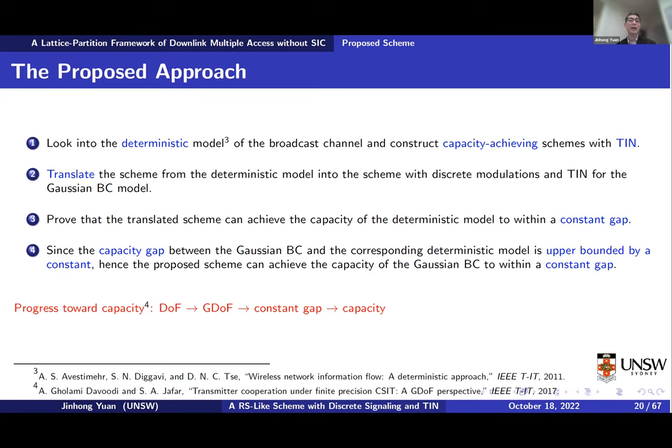Fourth, because the deterministic channel model and the Gaussian broadcast channel model have a gap bounded by a constant, we can say the proposed scheme also has a constant gap to the capacity of the Gaussian broadcast channel. So we propose a scheme and try to prove it is capacity achieving with a constant gap. This is a typical approach for people to design capacity-achieving schemes. First you do DoF, degrees of freedom analysis. Later on you do generalized degrees of freedom analysis. Later on you do constant gap. And later on you say it is capacity achieving.